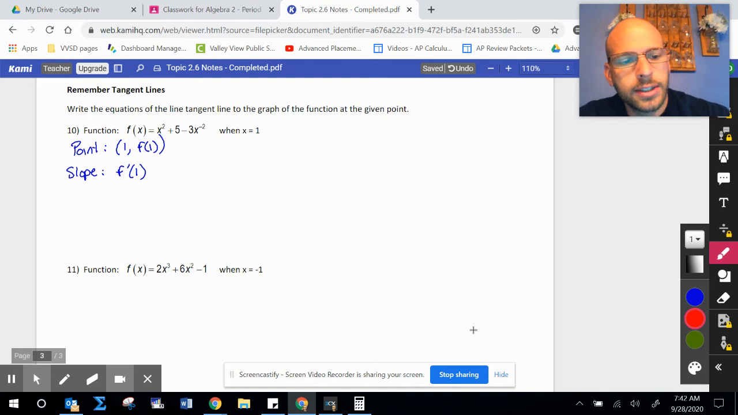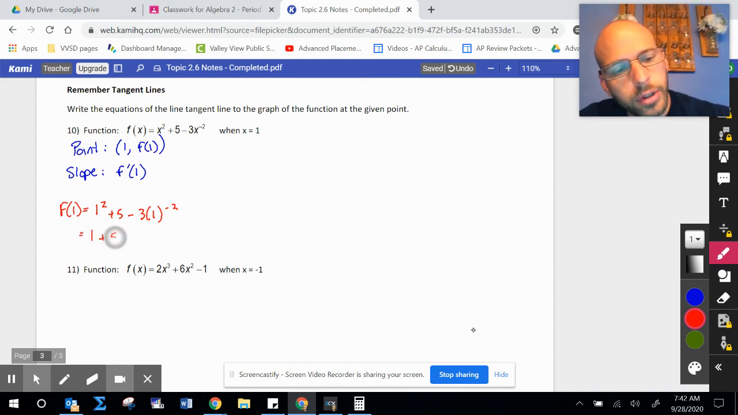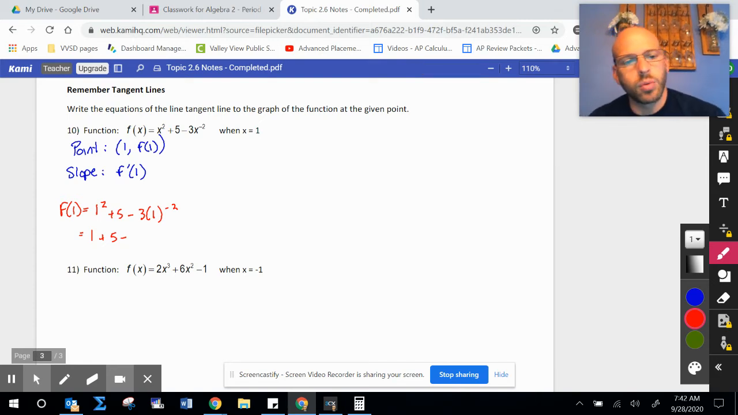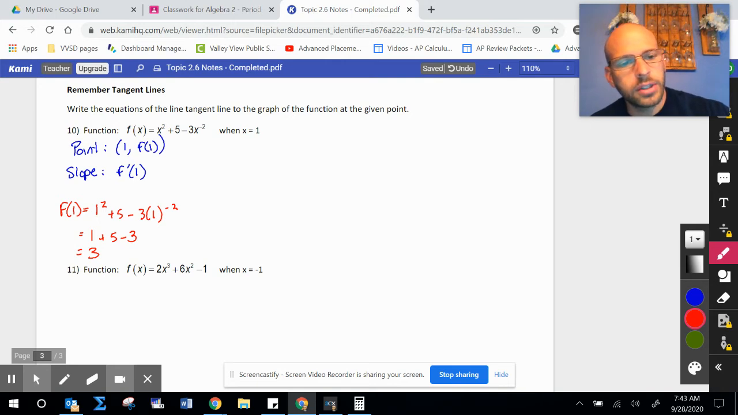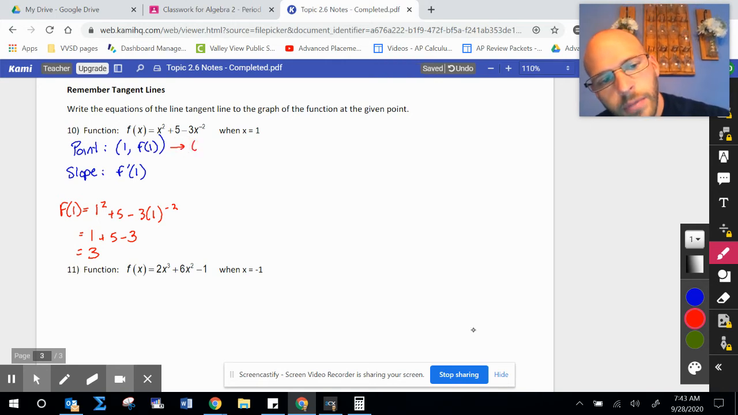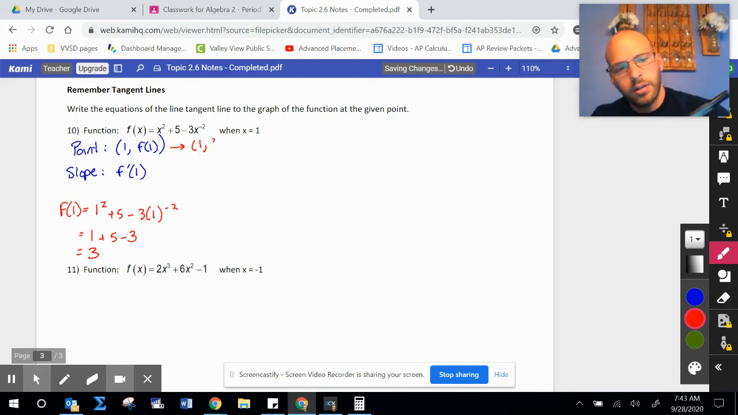So first thing is I know my x value is 1, but I want to know what f of 1 is. So I'm going to say 1 squared plus 5 minus 3 times 1 to the negative 2. Okay, now I have 1 squared is just 1 plus 5 minus 3 times 1 to the negative 2. Well, 1 times 1 to any power is still going to be 1. So it'll still be minus 3. And if you reduce this, you get 3. So I know my point is 1 comma 3.